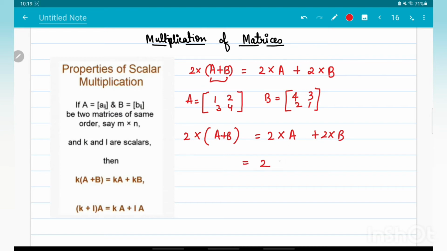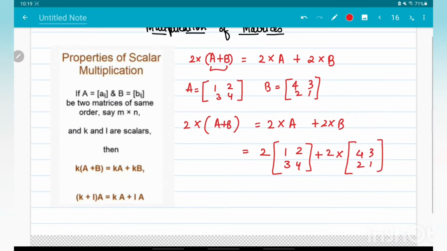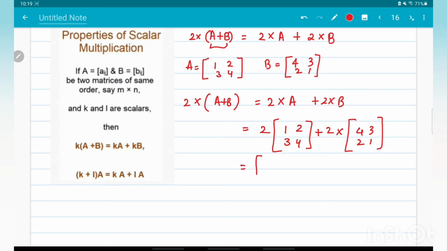That is, when I multiply 2 with matrix A, matrix A is 1, 2, 3, 4, and I add, and then I multiply 2 with matrix B. B is 4, 3, 2, 1, and then I add both of them. So this becomes, 2 will be multiplied with all these numbers inside, all the elements. So 2 ones are 2, and then 2 twos are 4, and then this 2 multiplied by this 3, 2 threes are 6, and 2 fours are 8.